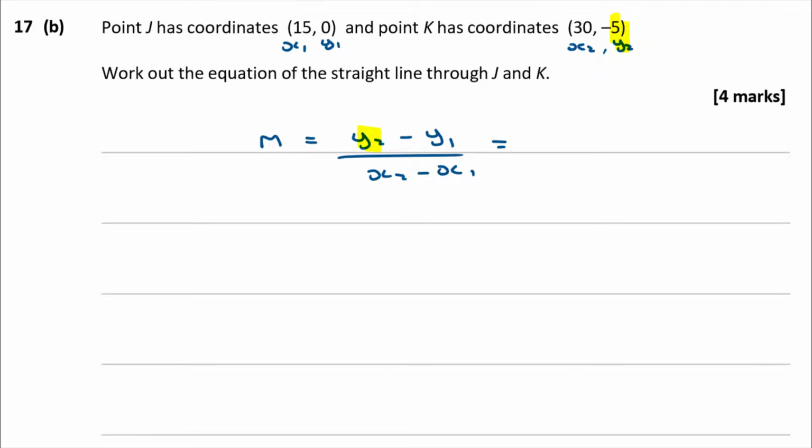So I'm going to have minus 5, and I'm going to take away y1, which is the first y coordinate. So I'm going to take away 0. Goes there. And then on the bottom, I've got x2, which is 30, so I need to put it in that position. So the 30 goes here, and then I'm going to take away the x1 value. x1 is 15, so I'm going to be taking away 15.